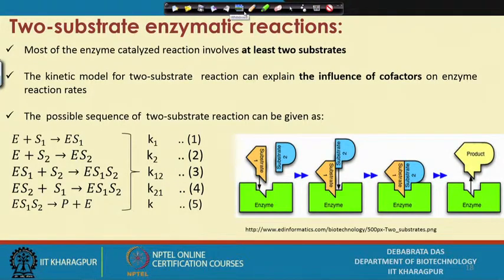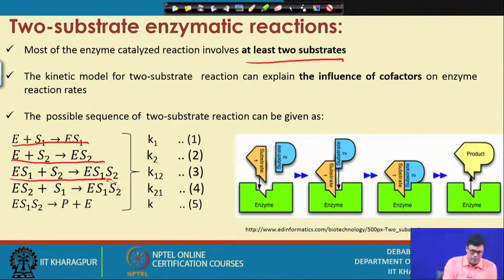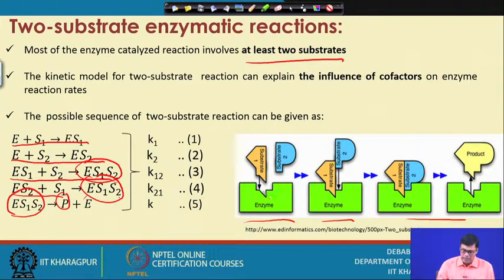So this is the possible scheme I am trying to explain, showing how a two-substrate mechanism can be explained. E plus S1 produces ES1, E plus S2 gives ES2, and ES1 plus S2 forms the trimolecular complex ES1S2, and that gives the product and enzyme. Pictorially we can explain it like this: one substrate sits here, then your second substrate sits here, and when both substrates are bound, it gives the product. This is what happens in the case of a coenzyme.